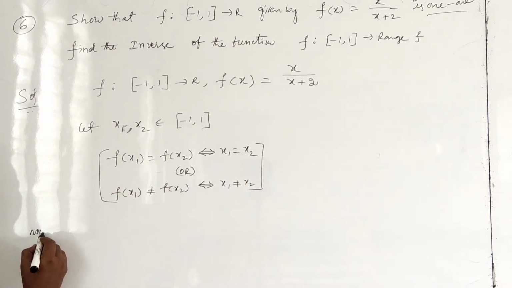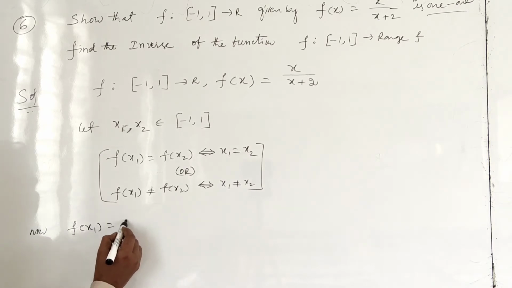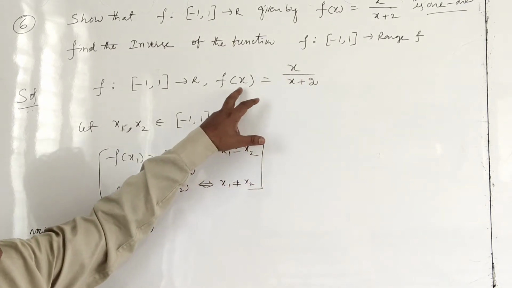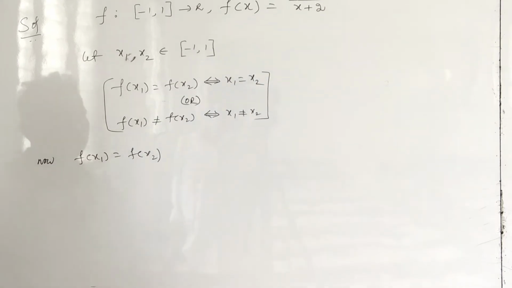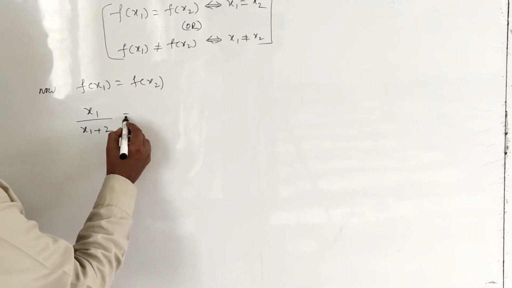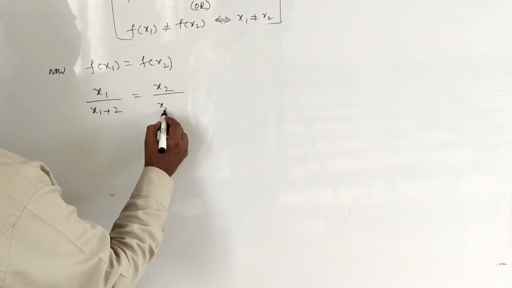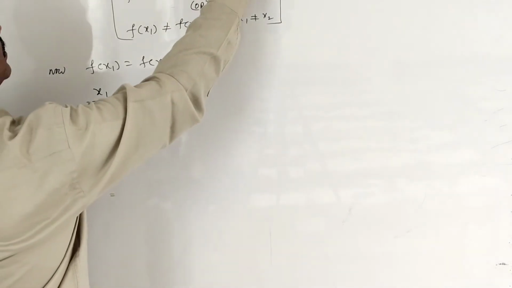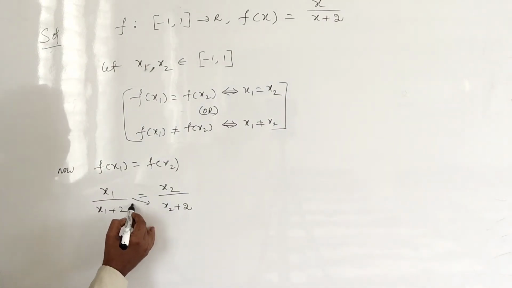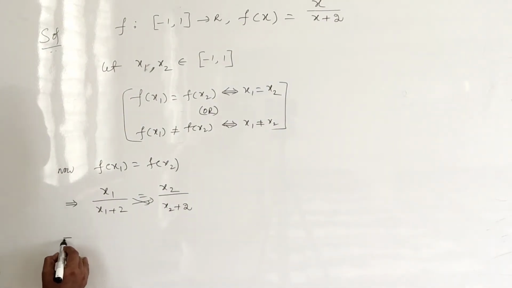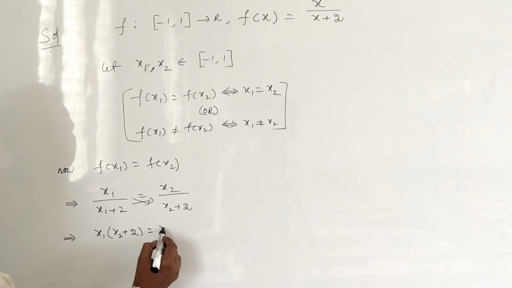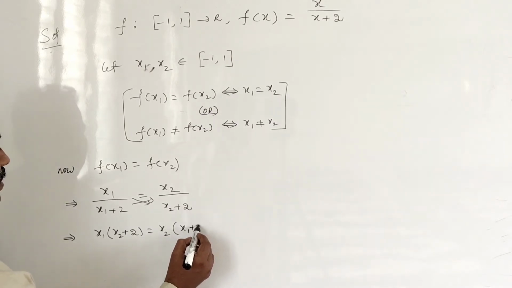Now I am choosing f of x1 is equal to f of x2. According to the problem, where there is x, there is x1. So f of x1 is x1 by x1 plus 2, and f of x2 is x2 upon x2 plus 2. So where there is x, there is x1, and x2. So we can equate and, making cross multiplication, you will get x1 of x2 plus 2 is equal to x2 of x1 plus 2.